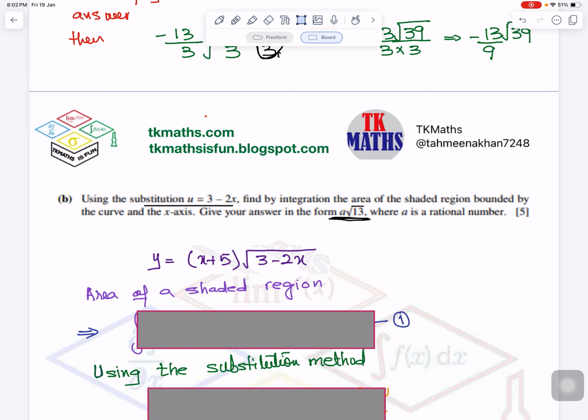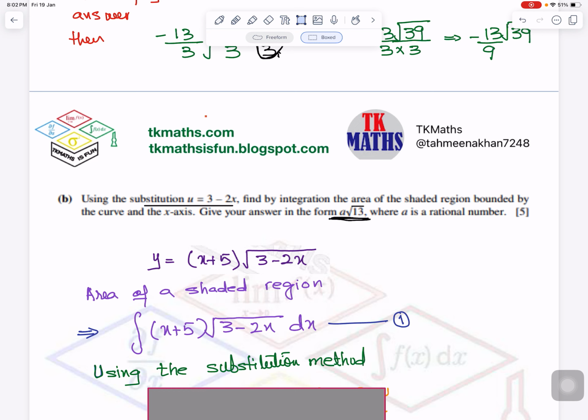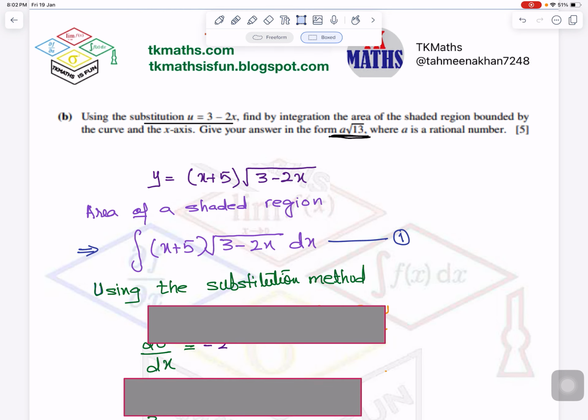So this is my equation, and to find the area of the shaded region I need to integrate it, correct? So this is what we will do. But substitution is given to you, and you know when substitution is given to you, what do you do? You change the variable, like it is given here, x, everything into u. So what is the technique?